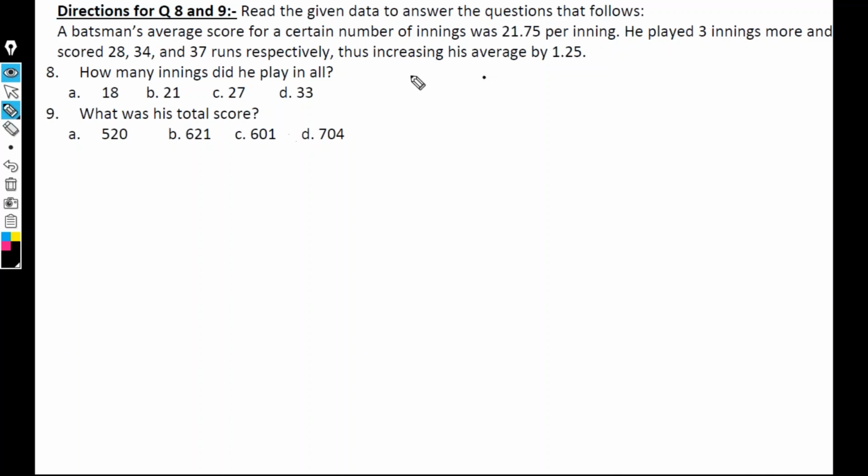So this is quite easy. A batsman's average score for a certain number of innings was 21.75 per inning. So let's say he has played x innings, and this is the average. He played 3 innings more and scored 28, 34, and 37 runs respectively, thus increasing his average by 1.25. So earlier it was 21.75, now it comes out to be 23. He asks, how many innings did he play in all?